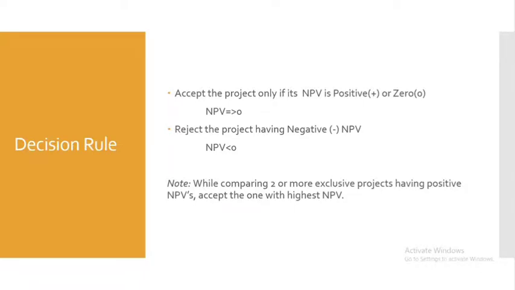And when do we not accept a project, or when do we reject a project? When the NPV is negative, that is when the NPV goes below zero, that is when we reject the project. And note, when we are comparing two or more mutually exclusive projects, let's just say we have project A and project B, and the NPV for project A is 185, and NPV for project B is 230. In this case, we accept the project which has the highest NPV. Here in project A we had 185 and in project B we had 230. So which project do we choose? Obviously project B.